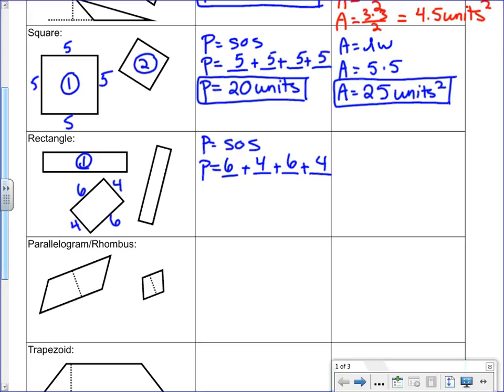So 6 and 4. Doesn't matter how I add these up. I could put 6 and 6 and 4 and 4, however you like to do it. But this way it's pretty easy because 6 and 4 are 10, and then 10 and 10 are 20. So this is 20 units.